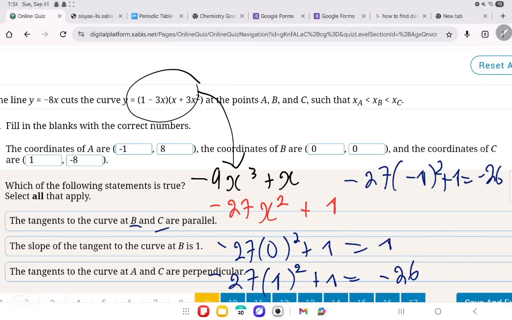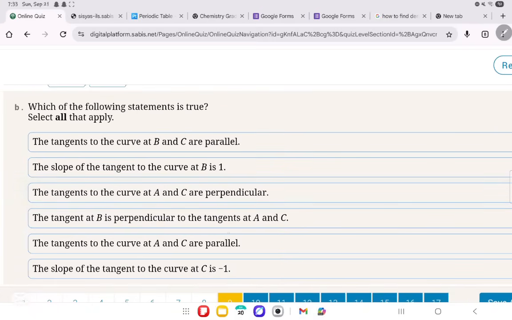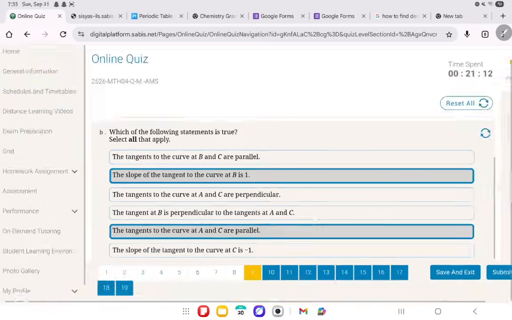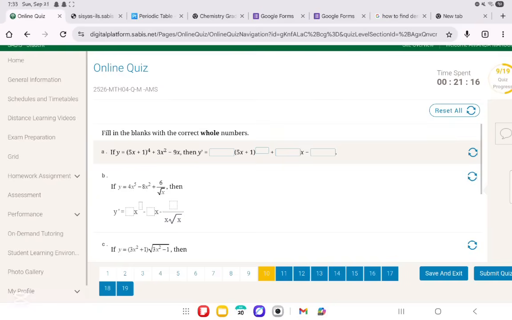So they both have what? This and this. So A, this is B, and this is C. So A and C both have what? They both have the same slope, and due to the fact that they both have the same slope, we can say they are what? They are parallel, whereas B, we cannot say it is parallel to anything. So A and C are parallel, and the slope to the tangent to the curve at B is 1. Perfect, perfect. Okay, now we'll move on to question number 10.